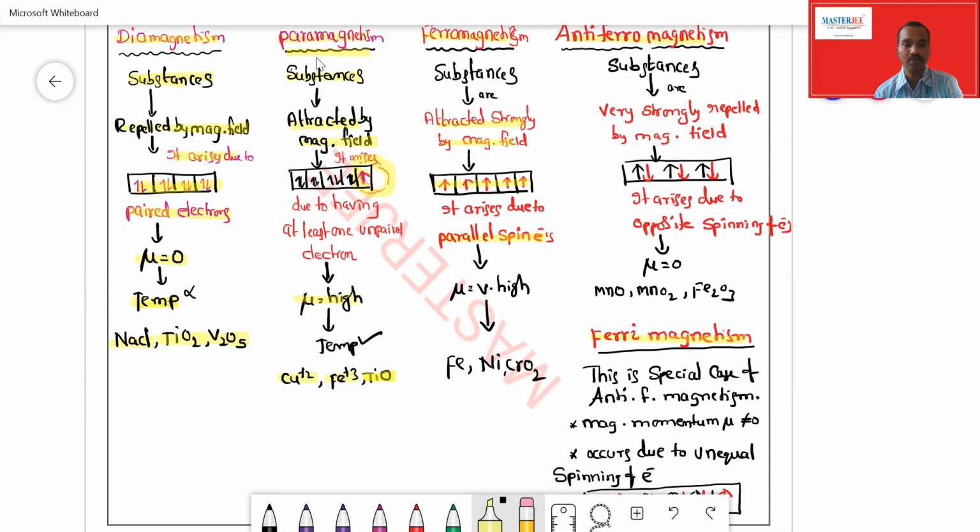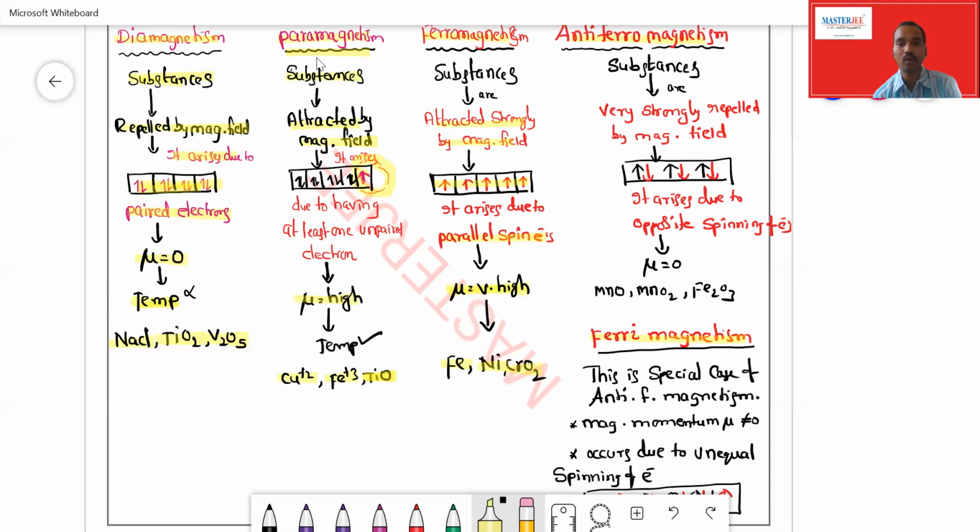Here mu will be very high, and we can find this mu value with the help of root over n into n plus 2. Which substances act as ferromagnetic in nature? Iron, nickel, chromium dioxide. Very, very important: iron, nickel, chromium dioxide show this ferromagnetic property.